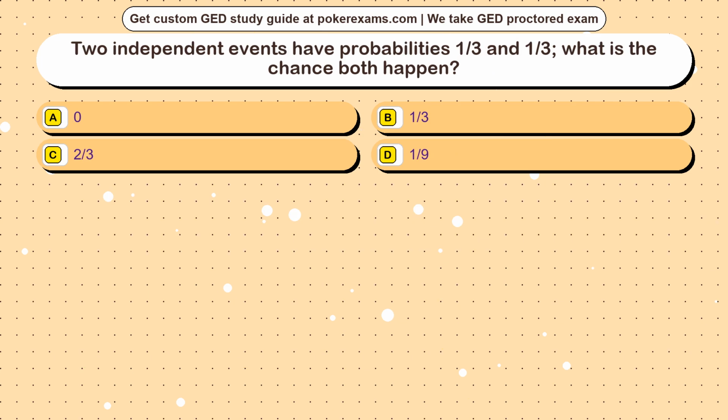Question 12. 2 independent events have probabilities 1/3 and 1/3. What is the chance both happen? Option A, 0. Option B, 1/3. Option C, 2/3. Option D, 1/9.